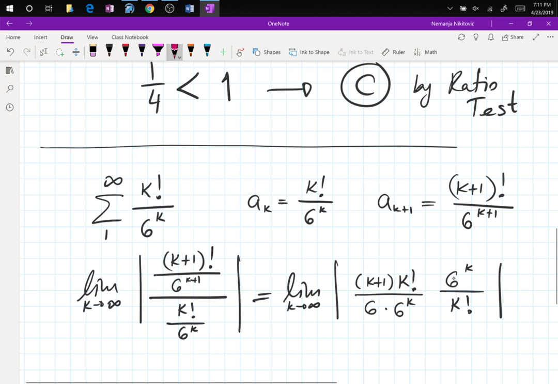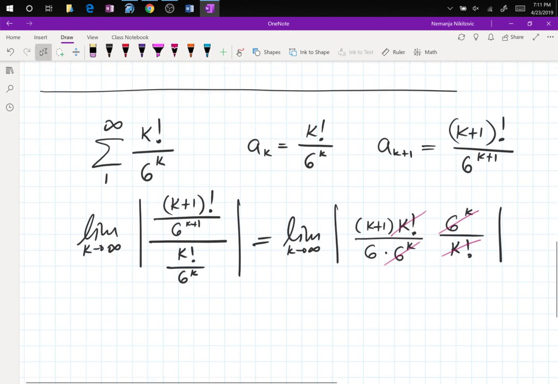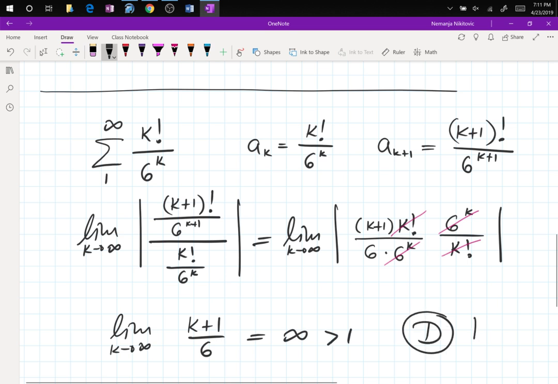Cancel a whole bunch of the stuff: k factorial, 6 to the k, 6 to the k. And you are left with the limit as k goes to infinity of (k plus 1) over 6. Well, that's infinity, which is bigger than 1. It diverges by the ratio test. It's such a clean test.